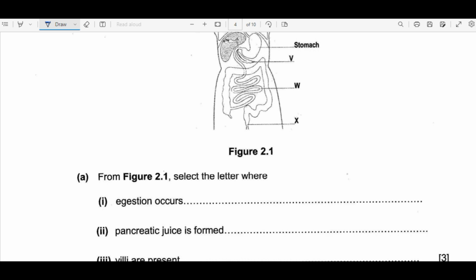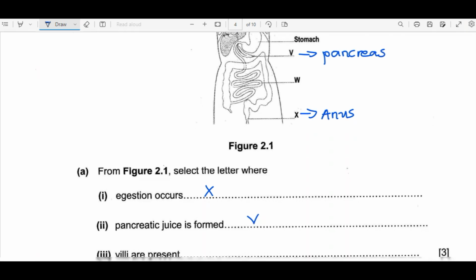Egestion is defined as the removal of undigested food. So this occurs through the anus. In our case, the anus is letter X, so we put X here. Then for Roman number 2, pancreatic juice is formed. Pancreatic juice contains enzymes that complete the digestion in the small intestine. So this is produced by the pancreas, which is structure V. So we put letter V here.